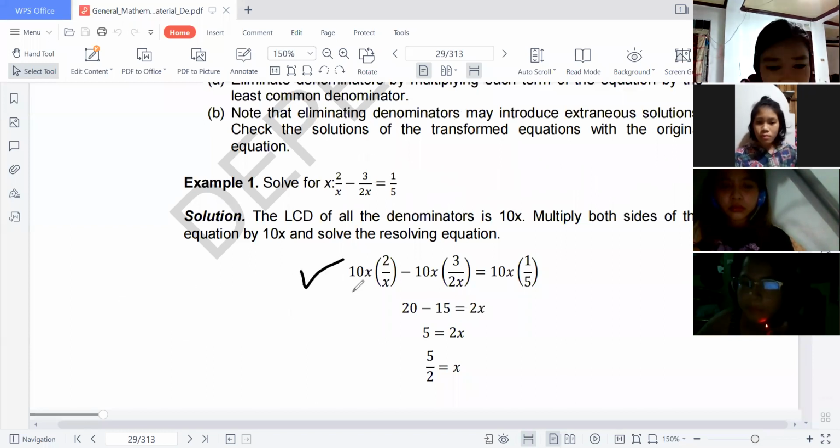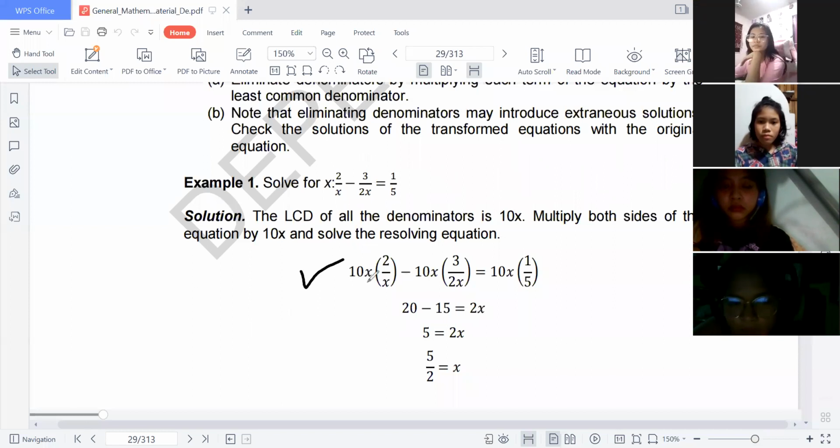Is that clear, class? Yes, sir. So you just multiply by the LCD, which is 10x, on both sides. After that, this x will be eliminated. 10 times 2 is 20. That's why it becomes 20. This portion is 10x and you have here 2x. The x will be canceled out. 10 divided by 2 is 5. By the way, this is negative, so negative 5 times 3 becomes 15. Agree? And here, you have 5 and 10, it becomes 2 times x times 1, so it becomes 2x.